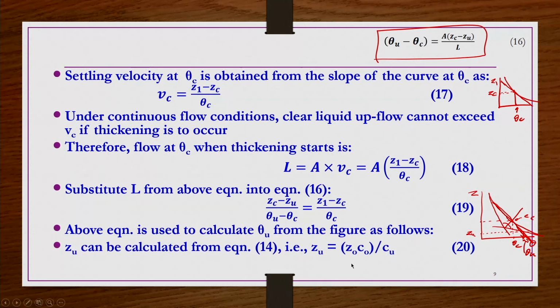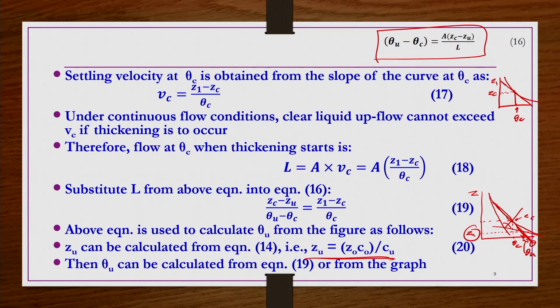For this we need to know Zu. Zu we can calculate from C naught Z naught equals Cu Zu equals Cc Zc, which we have already seen, because the total solids in the system are going to remain constant. Then theta u can be calculated from equation 19 as well. You can calculate from this equation, or graphically, if you know the Zu.